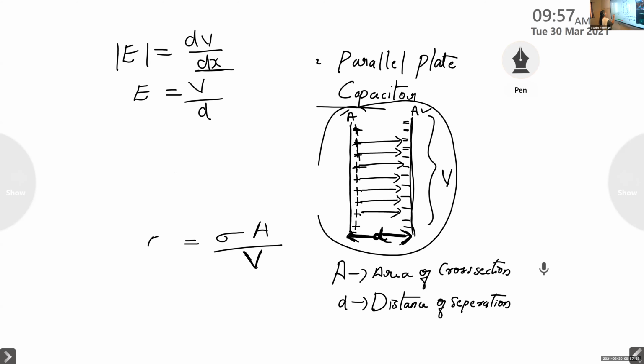From this, we derive an equation for V: V is equal to E D.